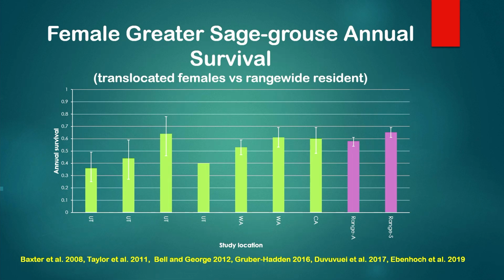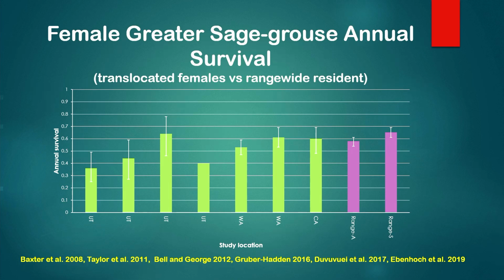So we do have some data on translocated birds. These are the means of the annual survival rate, which is on the y-axis, from 0 to 1, and then each bar is a different translocation. And here are the annual survival rates and then the plus or minus standard errors with those.